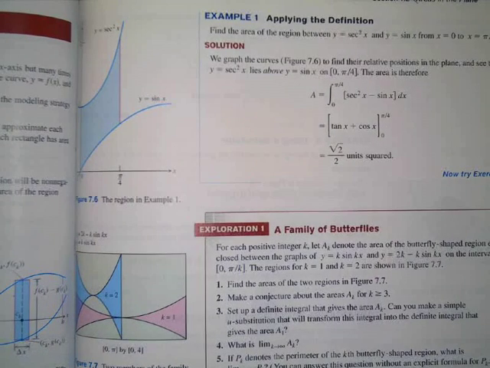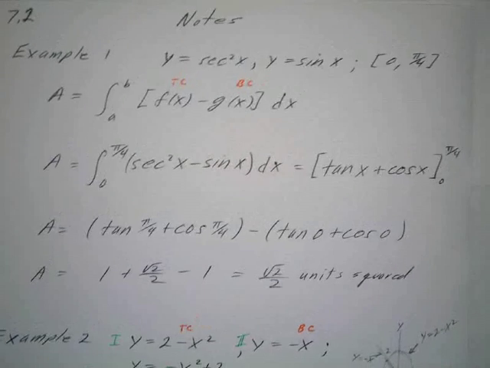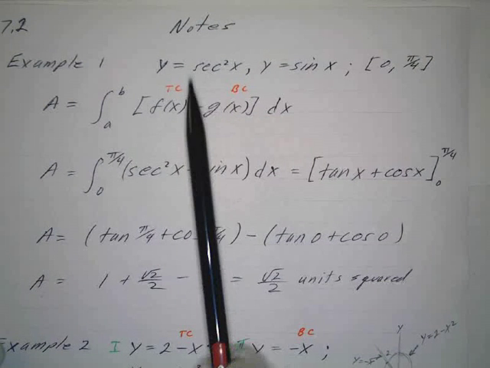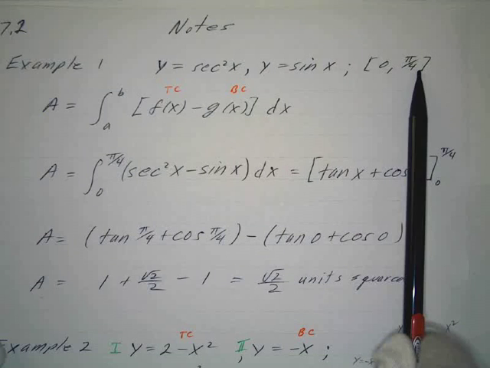Okay, so you can take a look at that sketch. I didn't draw the sketch out on that one. But here's the work. I probably filled in some of the steps. So this is example 1. So we want to find the area between these two curves, y equals the secant squared of x and y equals the sine of x between 0 and pi over 4.